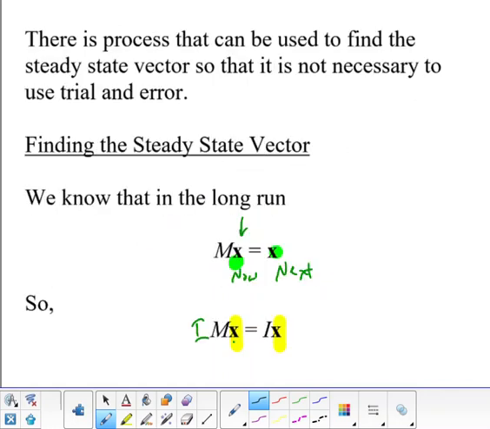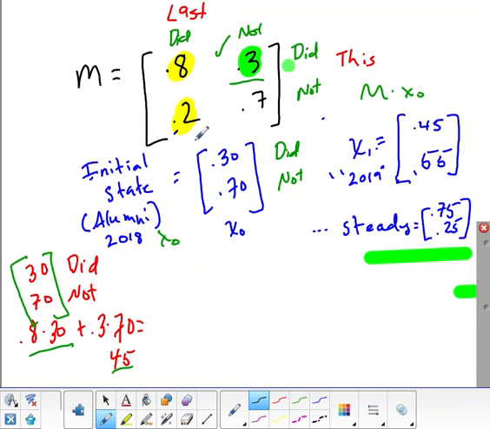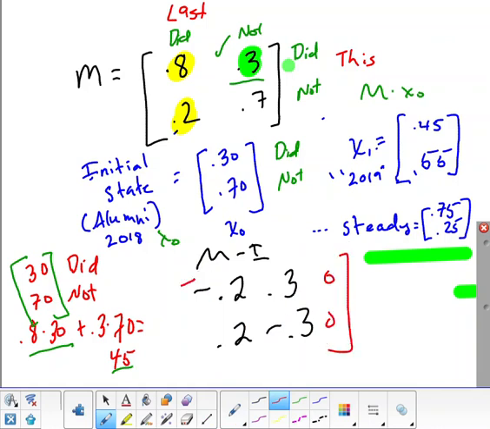So let's go back and see what math I did on that one. M minus I would be negative 0.2, and 0.3 doesn't change. Then 0.2, and negative 0.3. This is M minus I. I want to set that equal to 0, so I'm going to augment that. I'll let you guess how we're going to solve that matrix, and then we'll talk about ways that will be done.